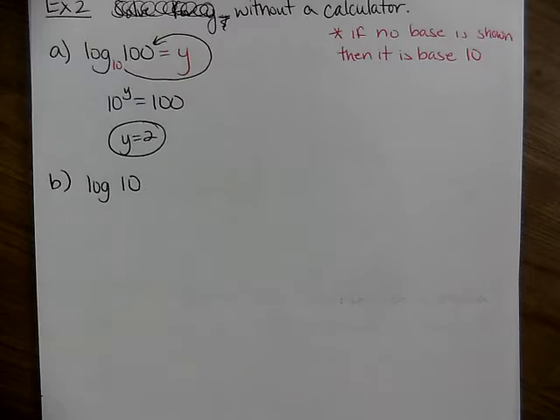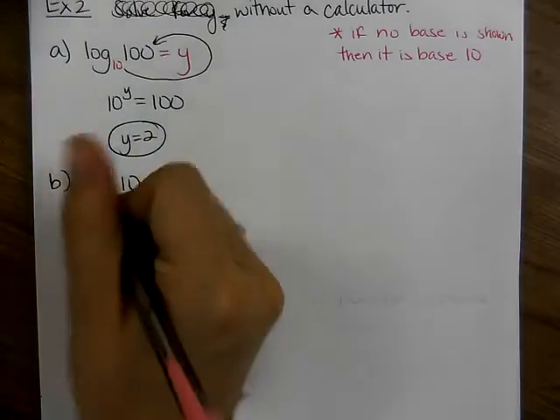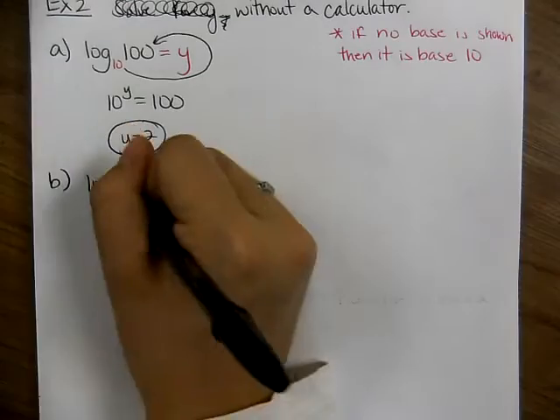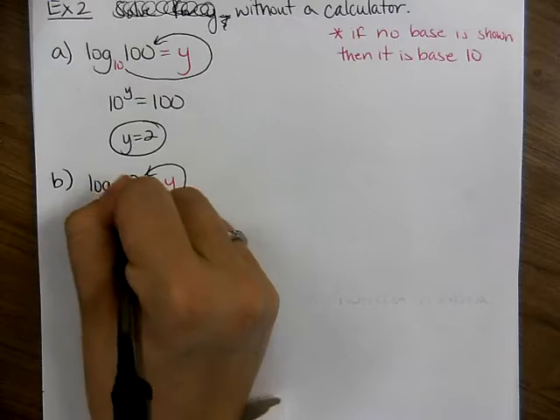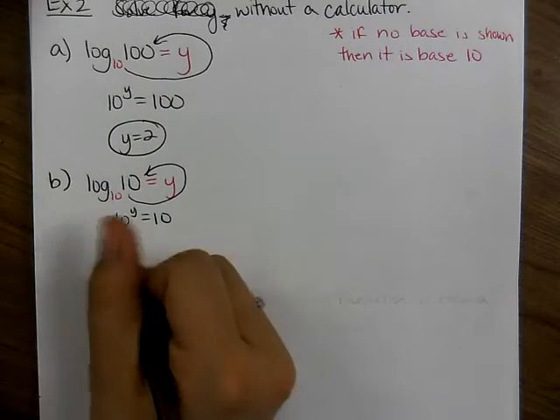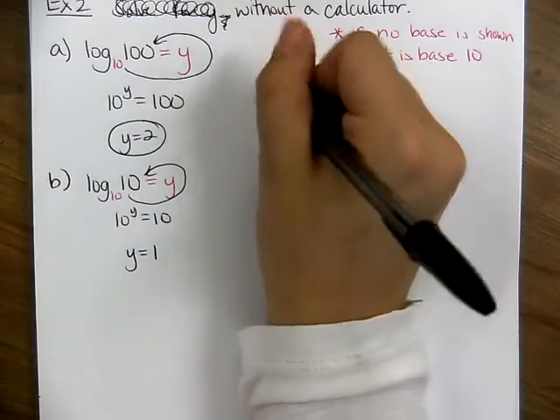And to do that, again, I'm going to set this equal to y. If a base is not shown, I know that the base is 10. So I'll fill those two pieces in. And then I have to change it to exponential form. So I have 10 to the y equals 10. So therefore y equals 1. Okay, if you were to type in log of 10 into your calculator, you would get 1. Okay? You try this one.